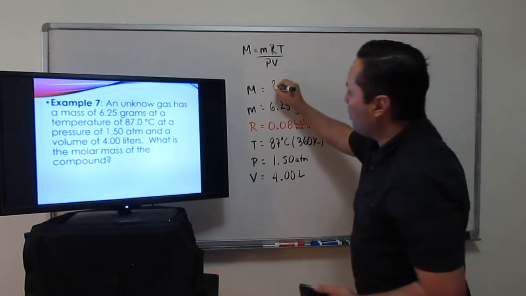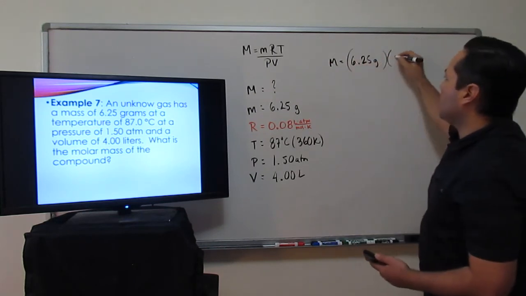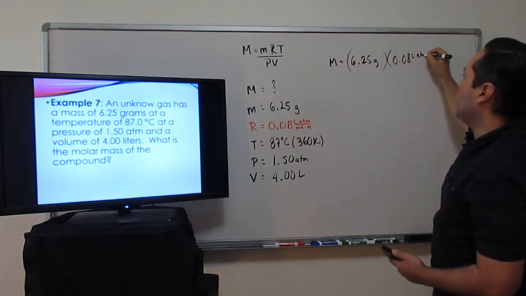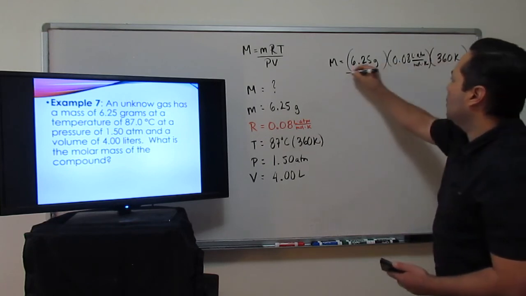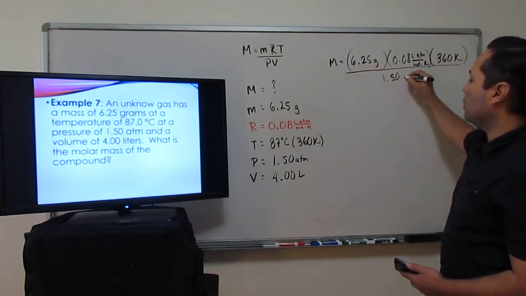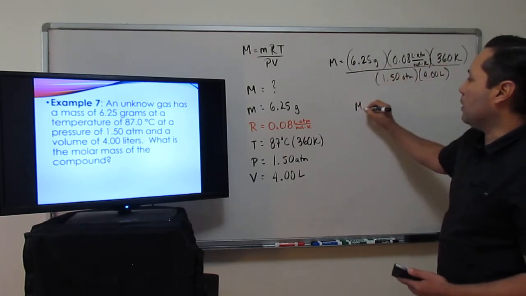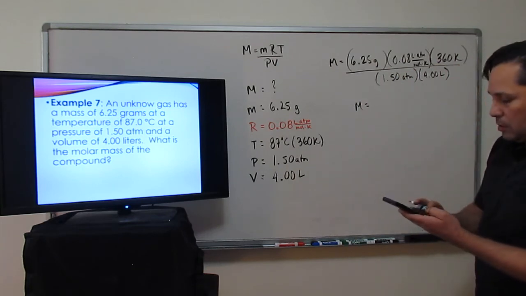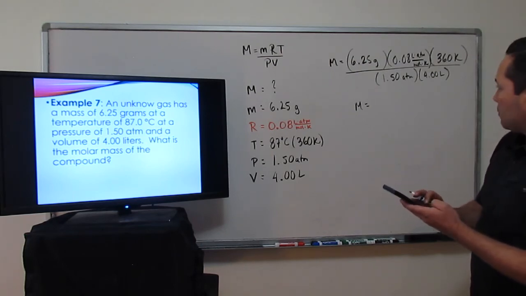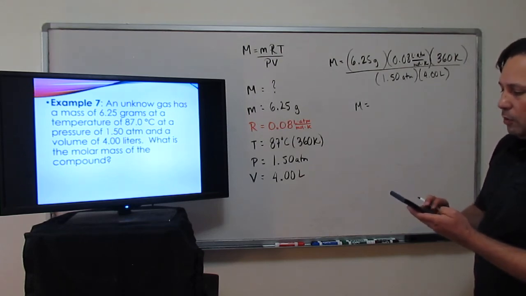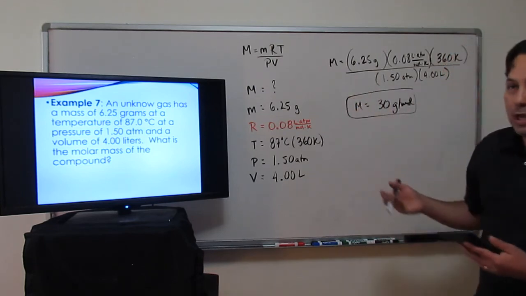Let's go ahead and solve for the molar mass. Plug them into the formula. So molar mass equals 6.25 grams multiplied times the constant, 0.08, liters times atmosphere over moles times Kelvin, times 360 Kelvin, over a pressure of 1.50 atm multiplied times 4 liters. Alright, there we have it. Plug all of that into your calculator. 6.25 times 0.08 times 360 divided by, open parentheses, 1.5 times 4, close parentheses, equals 30 grams per mole. So that is the molar mass of this gas.